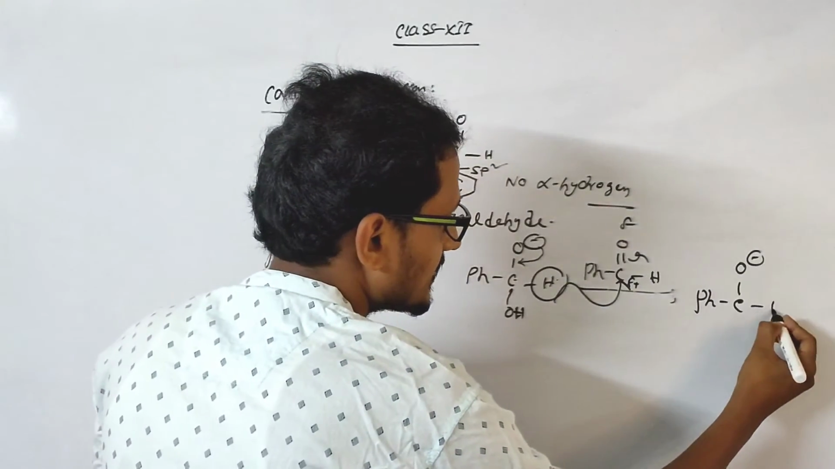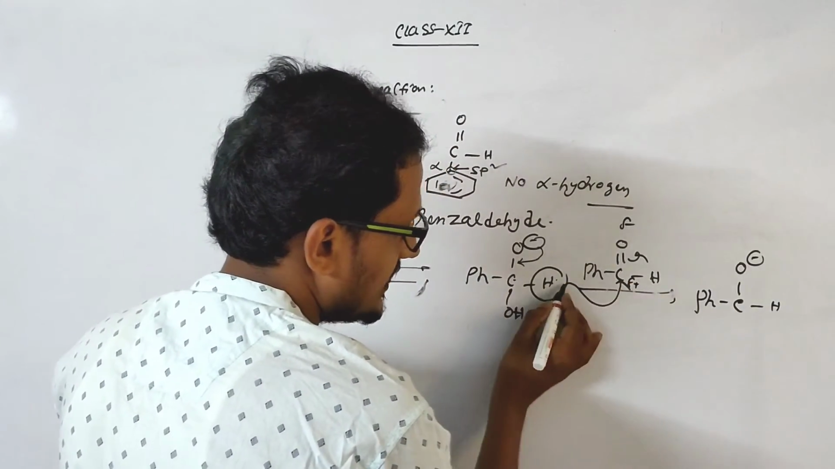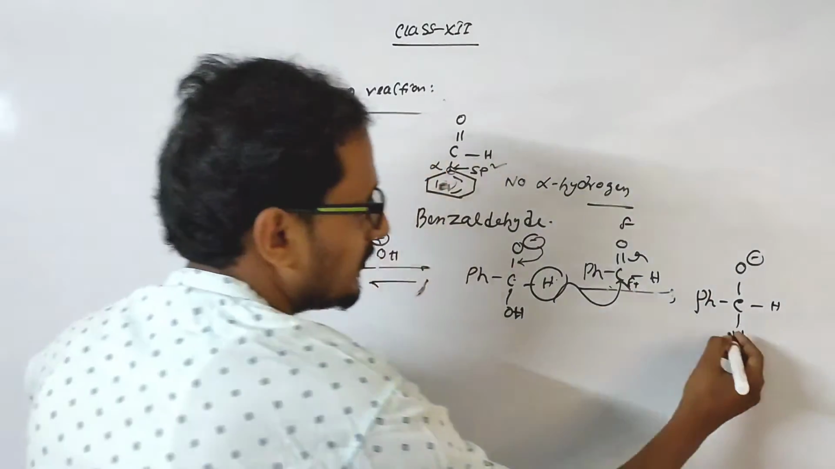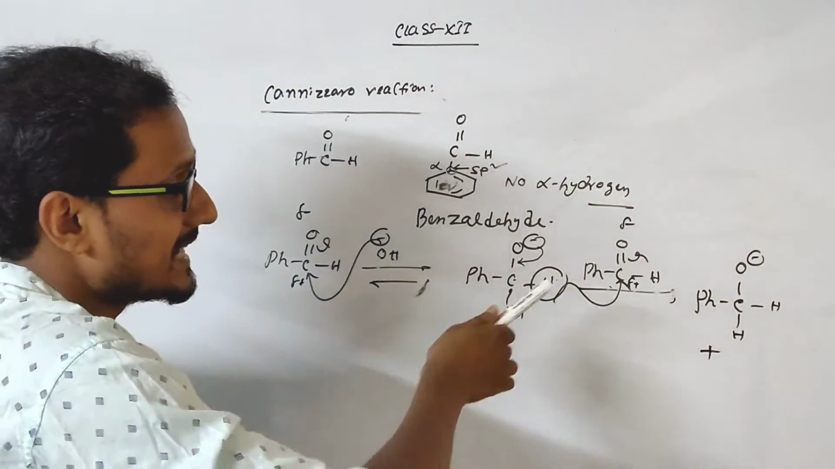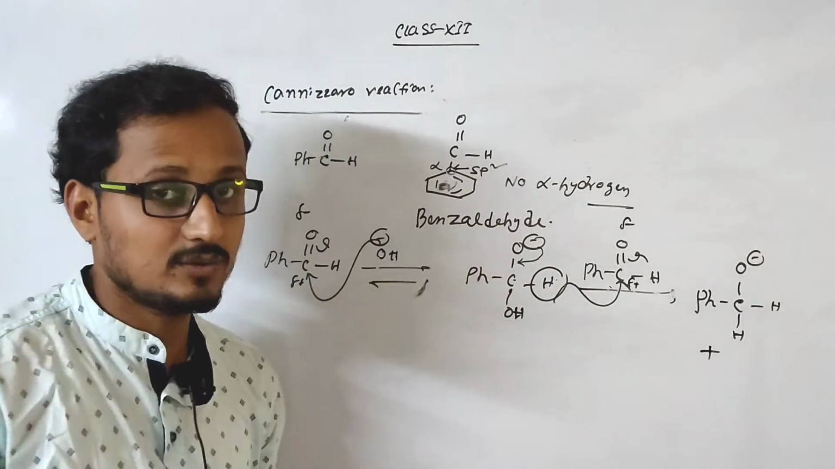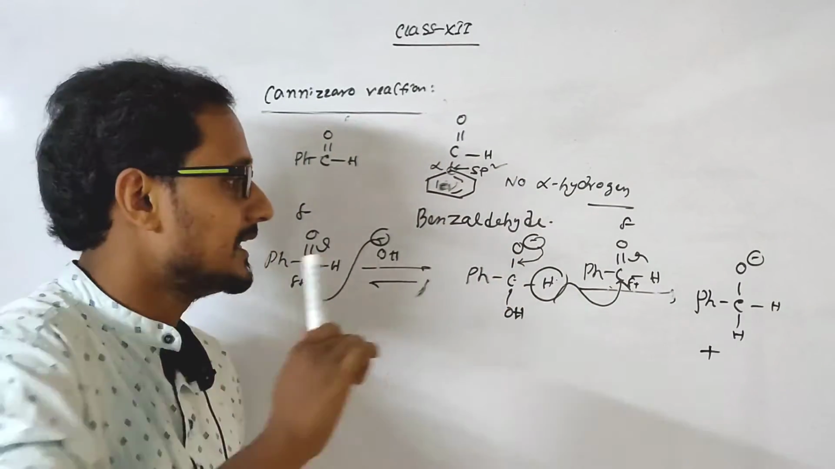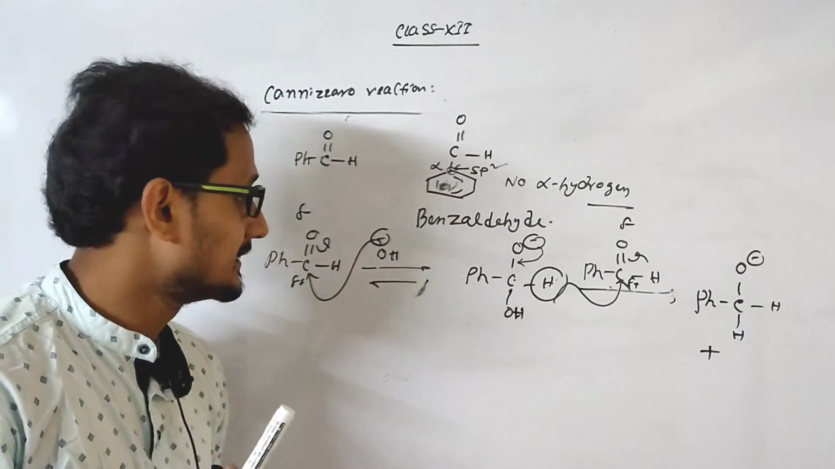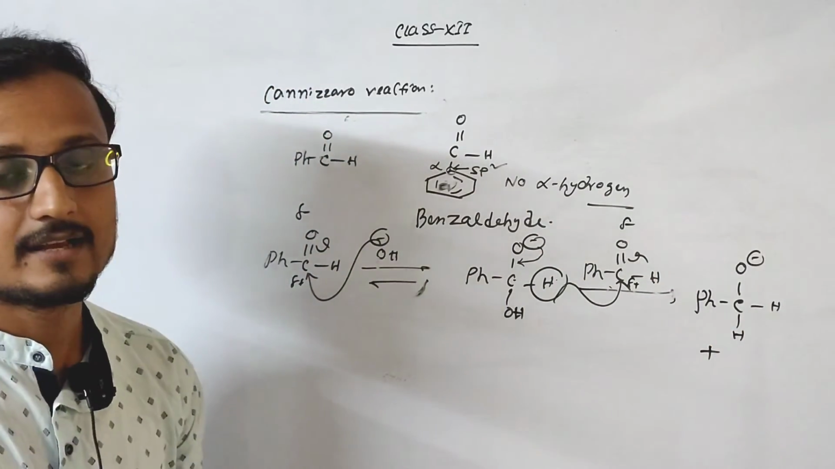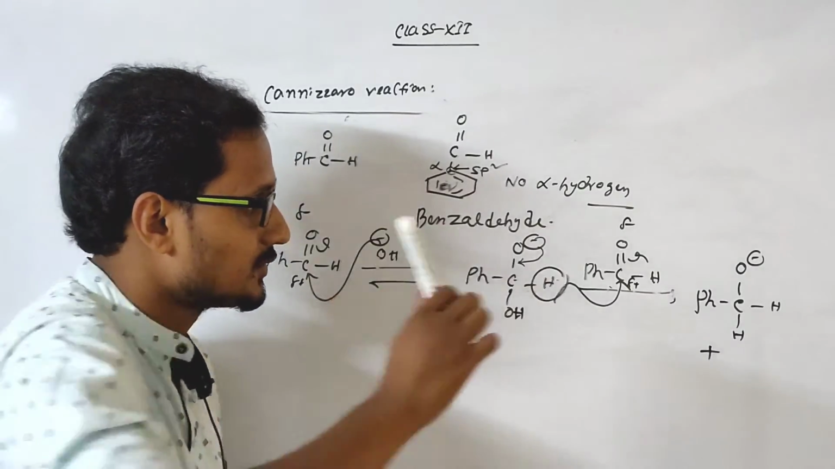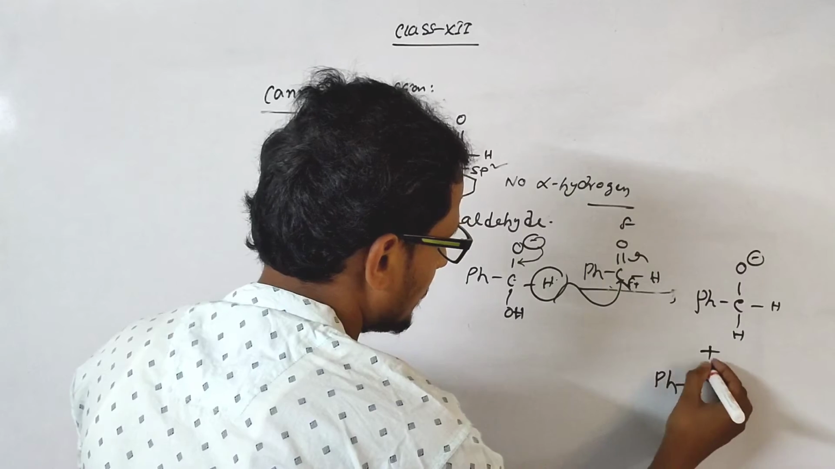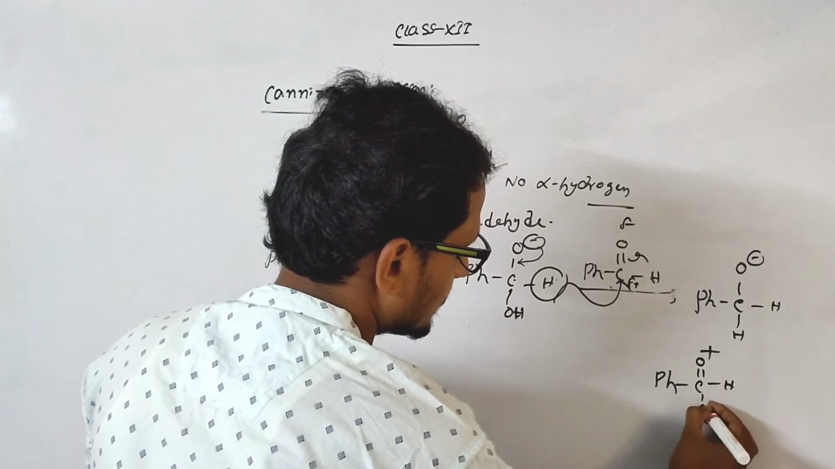Here one H and here one H. This H is shifted here, so I am joining here. And from the second molecule, you have to keep in mind that we are getting the alcohol, and from the first molecule we are getting the carboxylate salt. Next, here we will get PhC double bond O, OH.